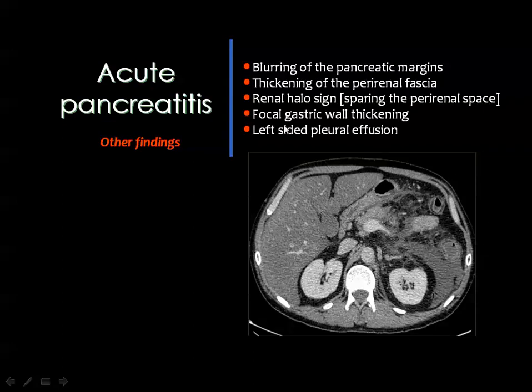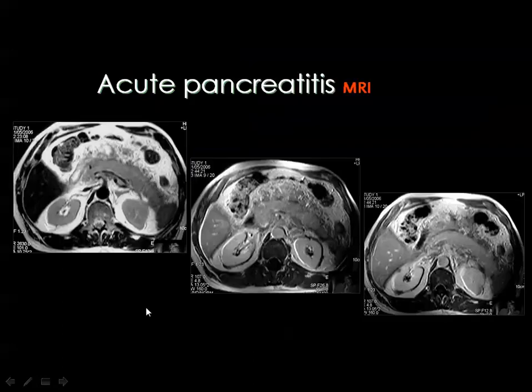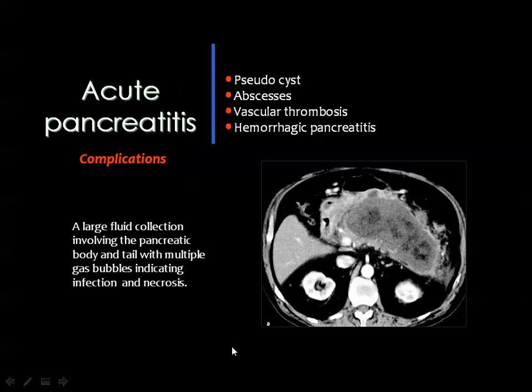Then, being adjacent to the stomach, there may be some focal gastric wall thickening, and also there may be some pleural effusion, especially on the left side. This is acute pancreatitis by MRI, and this is T1, and this is T2, and this is T1 post contrast. You can see that the pancreas is swollen, and the peripancreatic fat is dirty or stranded or smudged due to the spread of the inflammatory process.